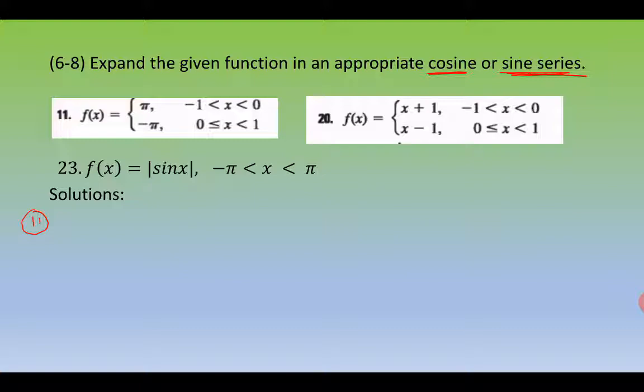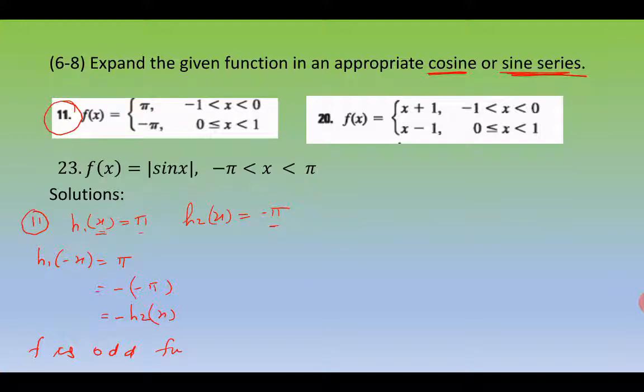Given as a piecewise defined function, take h1 of x as a constant function pi, h2 of x as a constant function negative pi. So whatever the x value, the function output is pi. Here the result is negative pi. So h1 of negative x is also pi, which is negative of negative pi, which is negative h2 of x. We can call f an odd function. So the given function is an odd function.